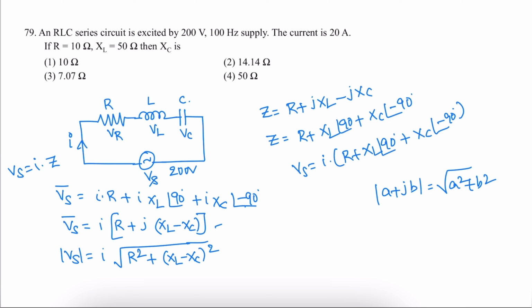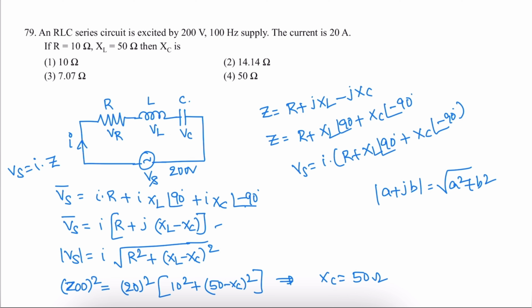So we know that the magnitude of the voltage source is 200 volts. So 200 squared equals current squared, that is 20 squared, into R squared, where resistance is 10 ohms, plus XL minus XC, where inductive reactance is 50, minus XC, whole squared. So on calculation, the value of XC is 50 ohms. Capacitive reactance is 50 ohms.